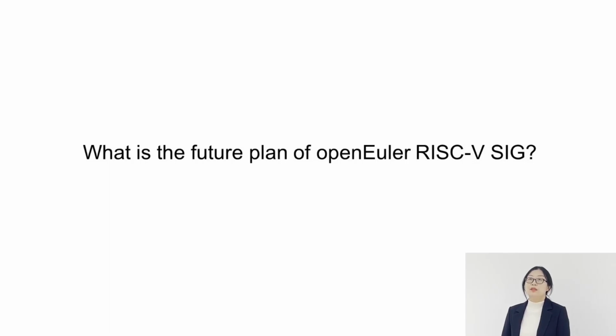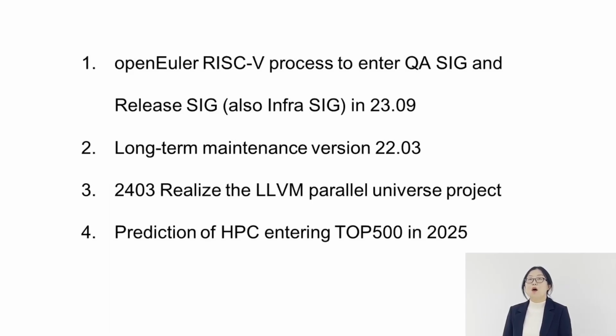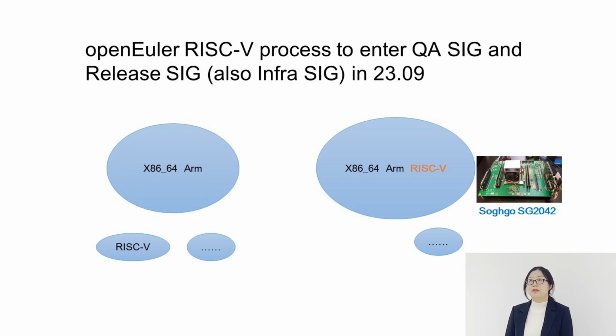Some people ask us, what is the future plan of openEuler RISC-V? It is impossible to give a complete list, but we do have four goals at present. First, openEuler RISC-V plans to enter QA-SIG and release SIG, also included in 2309. In the past, due to the comprehensive impact of software adaptation progress, fix speed, and the building efficiency of the building platform, the RISC-V architecture could not meet the time requirements for version release as a new architectural adaptation. Therefore, the RISC-V SIG released an openEuler RISC-V image separately as a preview version for users to experience only for learning and communication purposes.